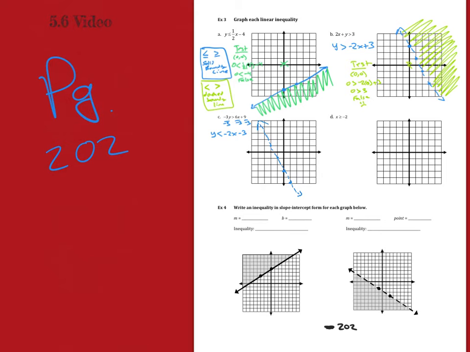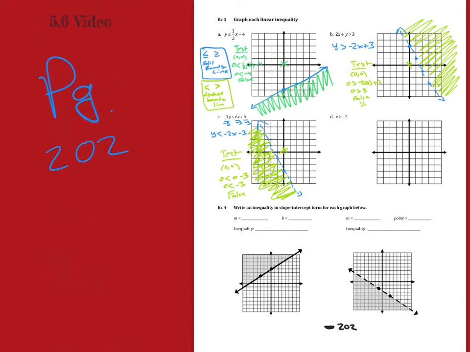Okay. And we'll test a point again. We can do 0, 0 since it's not on the line. And then we get the inequality 0 is less than negative 2 times 0 is 0 minus 3. 0 is less than negative 3. That's false, once again. So I'm on the wrong side when I do 0, 0. So I shade the other side of the line that 0, 0 is not on.